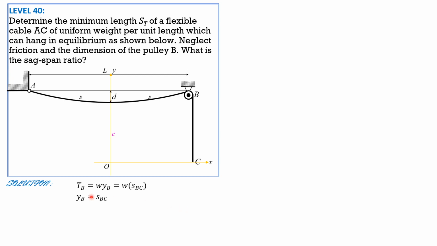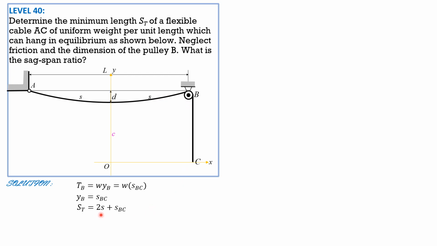The formula for YB is C plus D, which is also C cosine hyperbolic of X over C, and SBC is from the figure C plus D. So S total therefore is 2S plus SBC.